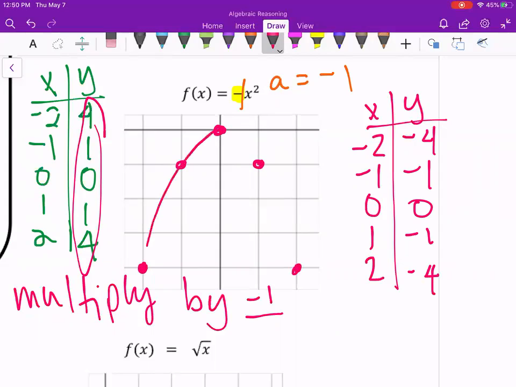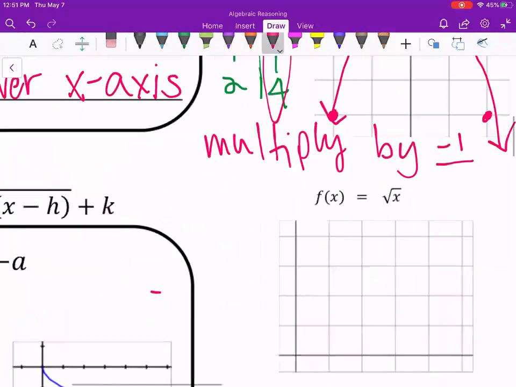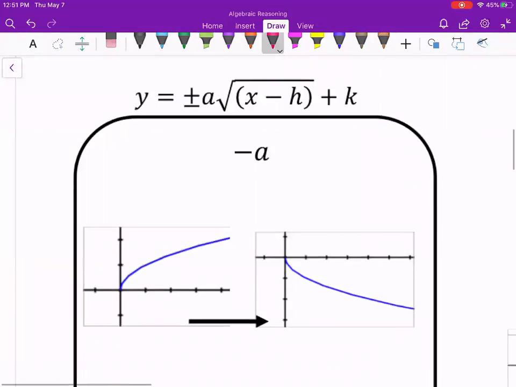So this time we are negative, we open down. The size hasn't changed, because the A is still just a positive 1 or a negative 1. It's not bigger or smaller than that. So we're just talking about reflecting over the x. So the same thing is going to happen with a square root.